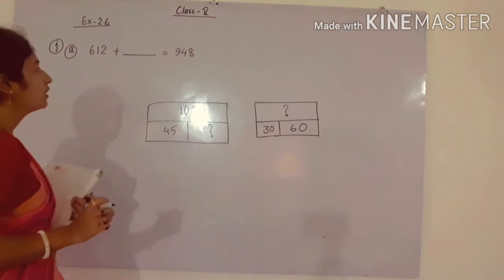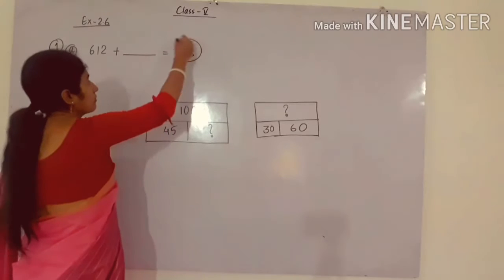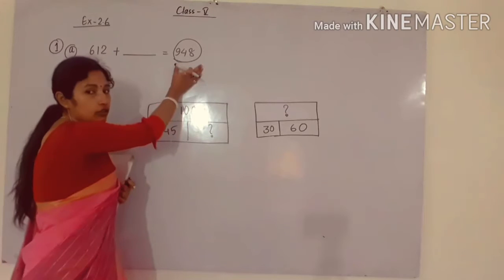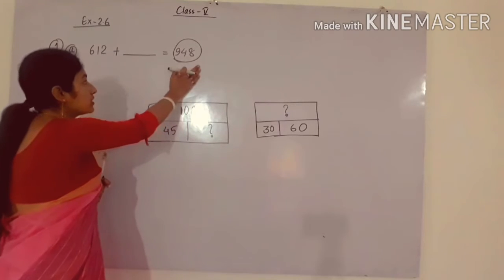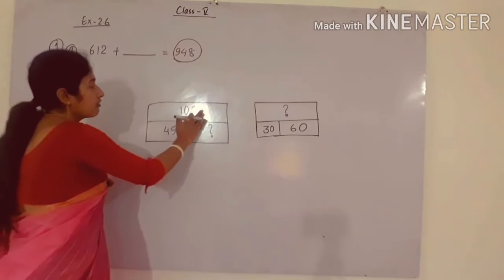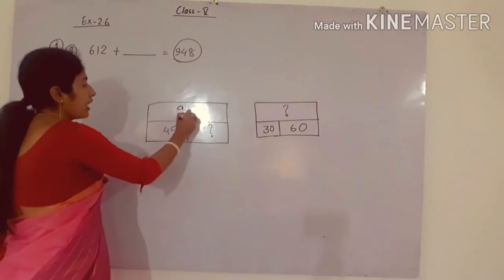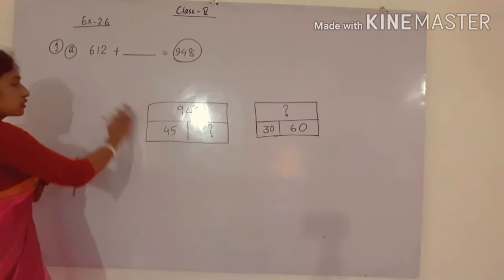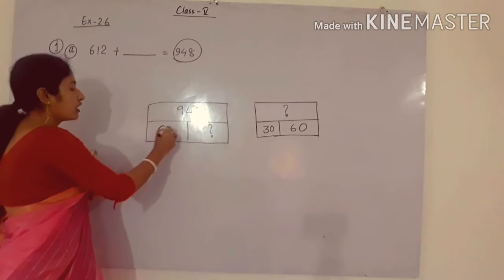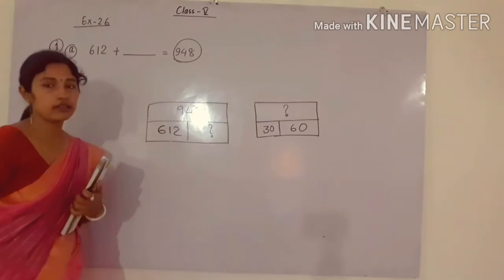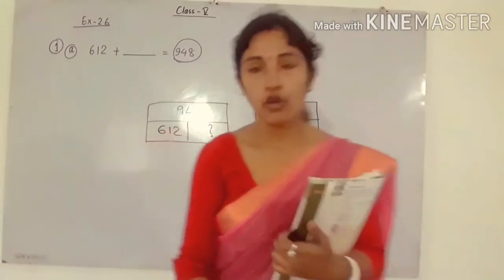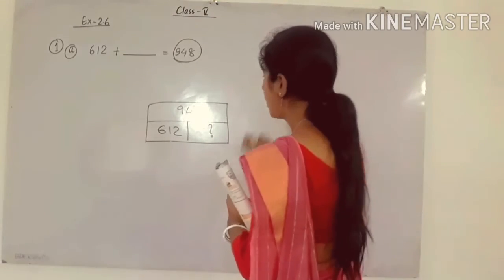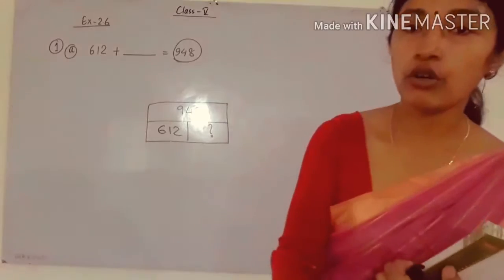You can use a model. See here, sum is given, means the two numbers we are adding and finally we are getting the sum. So sum is given, that means the bigger rectangle is given. The value of the bigger rectangle is 948. And there is one smaller rectangle, that is 612, that is also given. So what is not given? Another small rectangle. The value of the smaller rectangle is not given. So you have to draw this model for finding the solution. Like this you can draw the model.